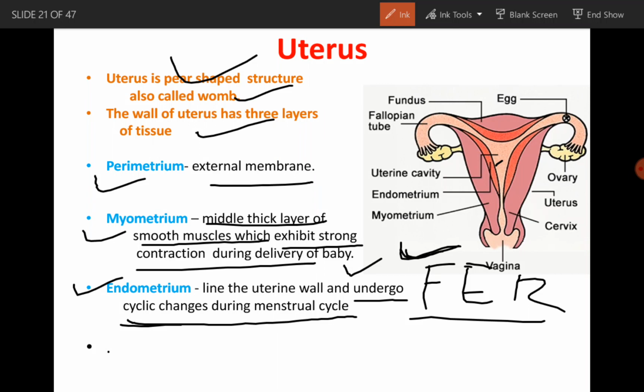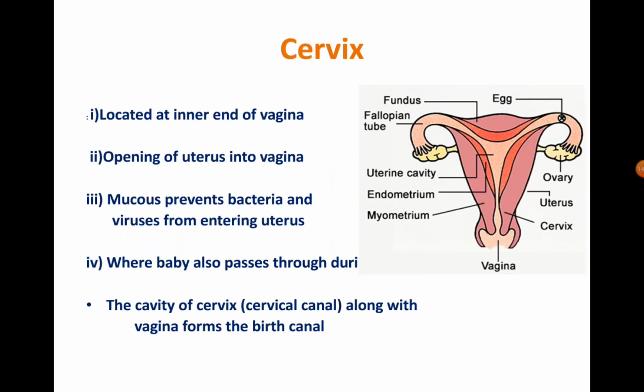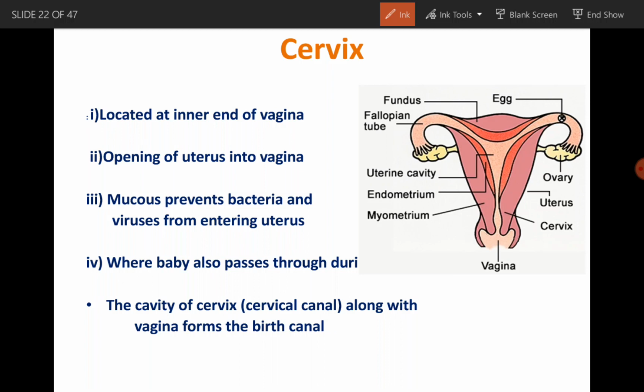The endometrium is the innermost layer of the uterus, the uterine wall, and it undergoes cyclic changes during the menstrual cycle. It becomes thicker from the first day to about the 22nd or 23rd day, and then, whenever implantation does not take place, it degenerates and is released in the form of menses. The next organ is the cervix.